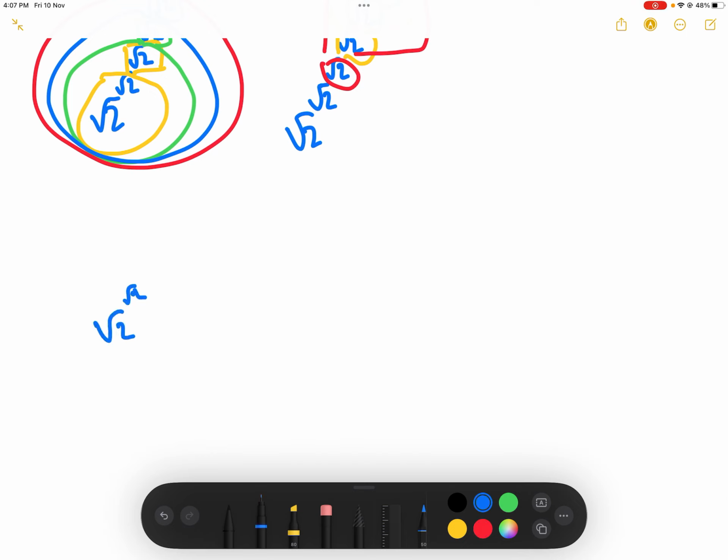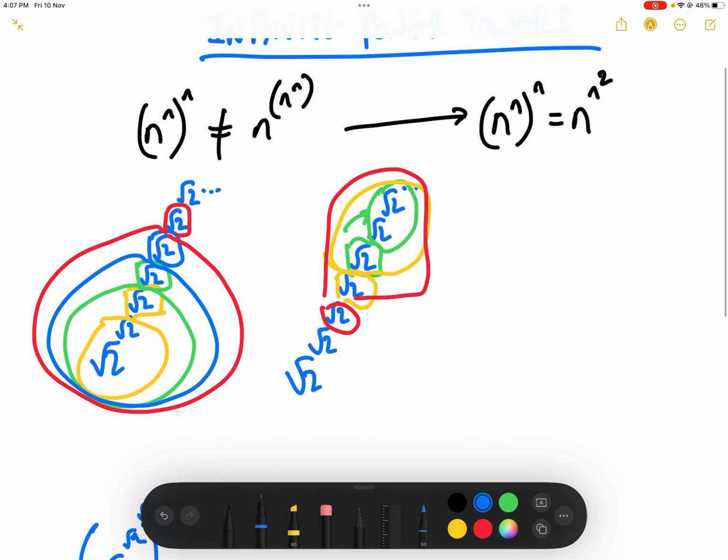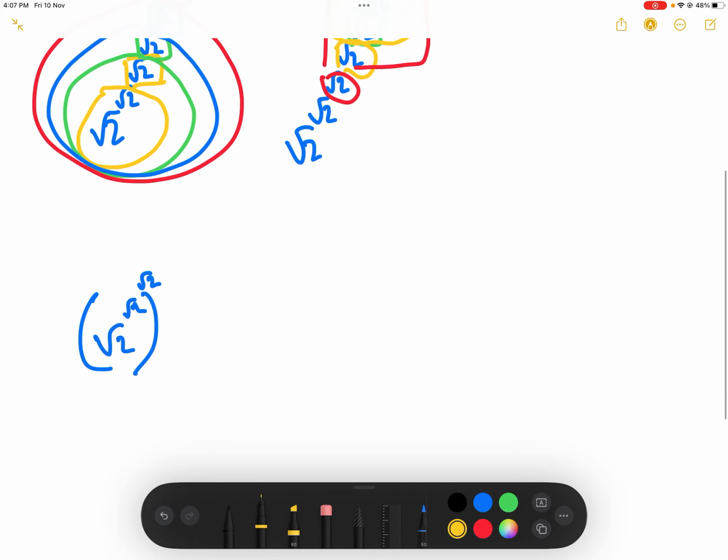So root 2 to the power of root 2, to the power of root 2. Okay, well we know, from the previous session, that n to the n to the n is n to the n squared. So this equals root 2 to the power of root 2 squared, and root 2 squared is 2, so that equals root 2 to the power of 2, and again root 2 squared is 2, so that equals 2. So we know that the bottom bit is 2. And now what we've got to do is raise 2 to the power of root 2.